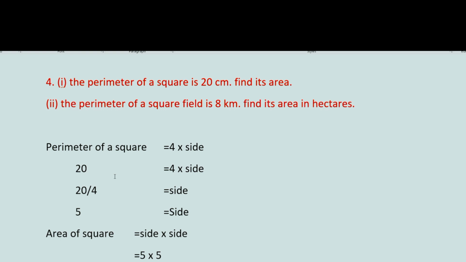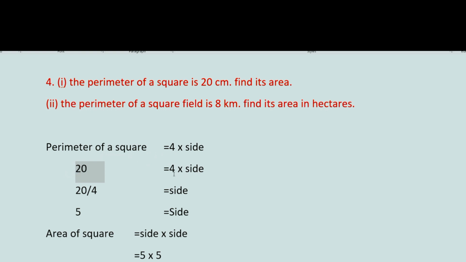For number 1, yes, perimeter of square is 20 cm, find the area. Same way, perimeter of square is given to you, 20. What is the formula? Perimeter of square 4 into side. Copy the formula, perimeter of square is equal to 4 into side. Now put the values. Perimeter of square is given 20, तो उसके नीचे 20 लिख दिए. Side is not given to you, so side as it is, copy 4 into side.